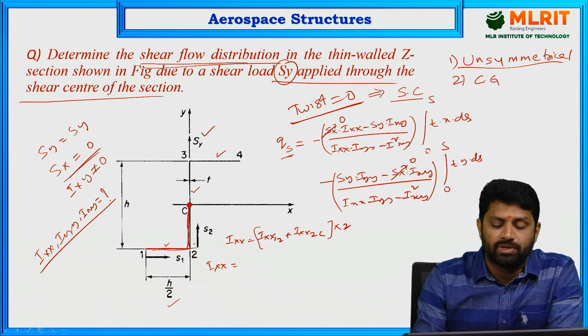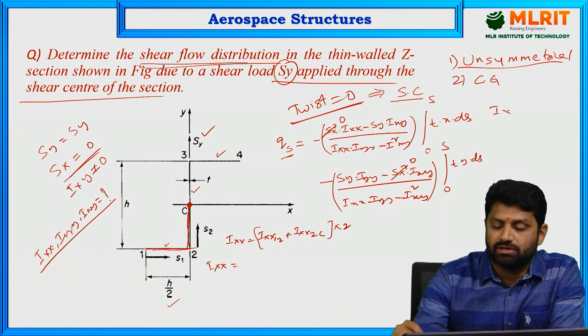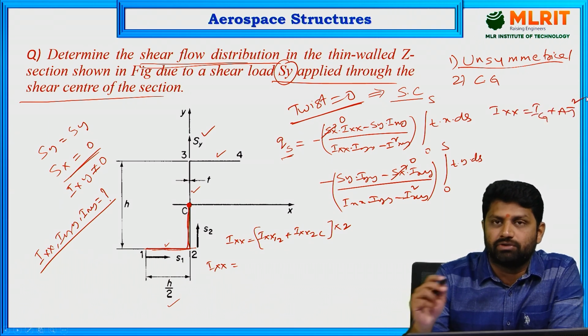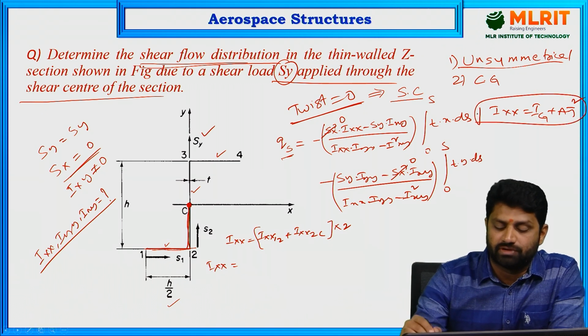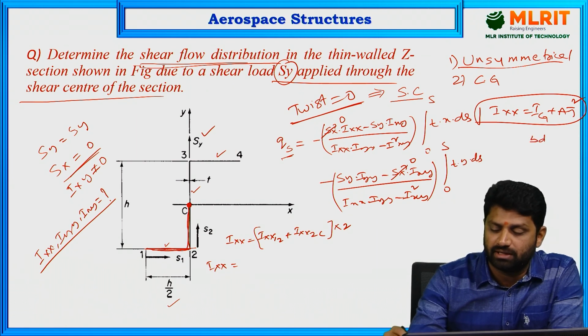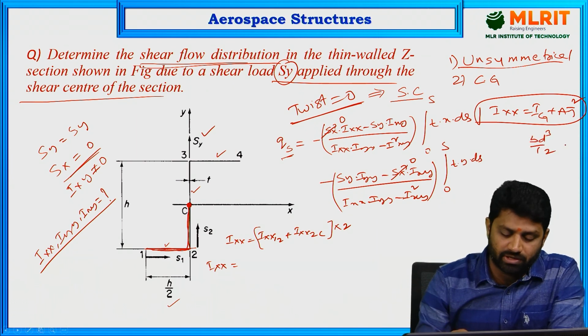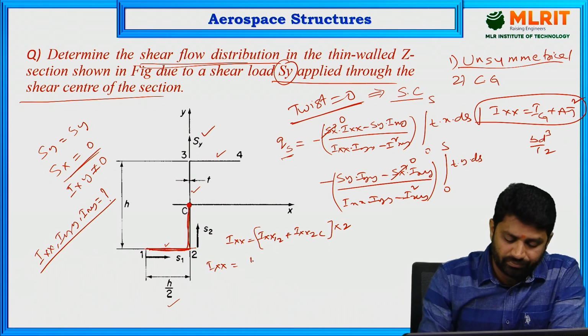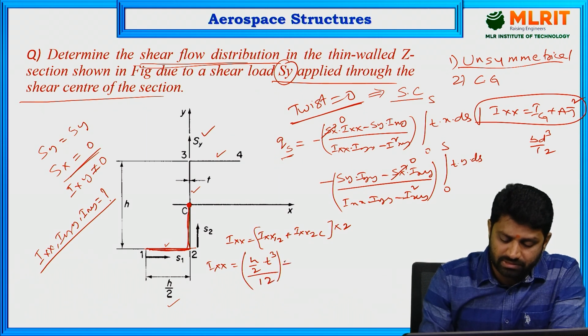what is the formula? Ixx equals to, the usual general formula, Ig plus A into y bar square, that you have to use. So Ig, that is moment of inertia about its own centroid, is BD cube by 12. So B here is h by 2, into d cube, where depth is nothing but the thickness t, divided by 12, plus area of this 1 2, which is h by 2 into t, into y bar square.